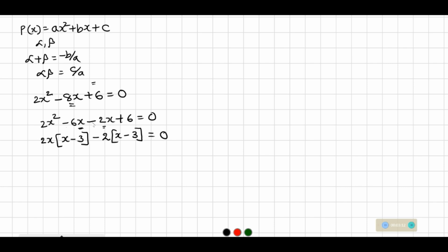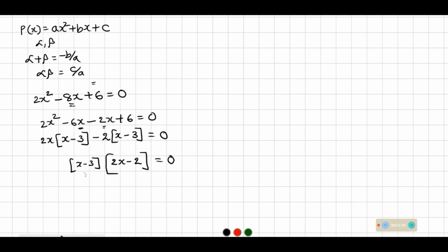How? You are taking minus as the common. So minus 2 into x minus 2x, minus 2 into minus 3 plus 6. That's it, it's minus 2. If you take it common, it becomes x minus 3. Again, you can take x minus 3 common here. If you take common x minus 3, you get 2x minus 2 is equal to 0.